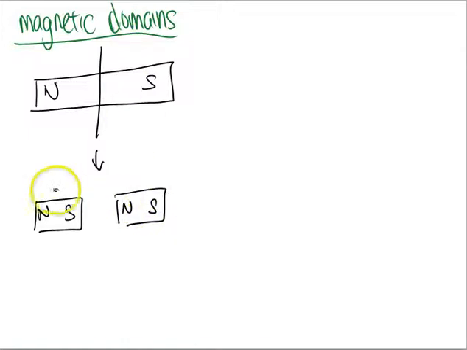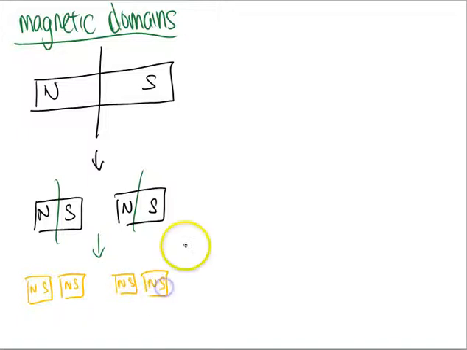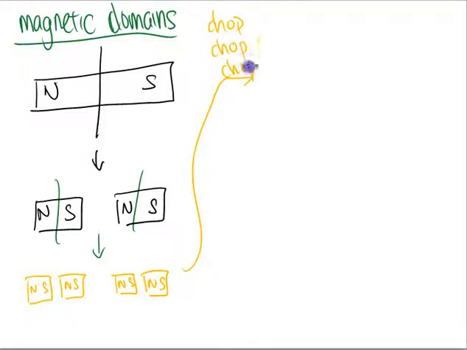We can actually chop this up some more. And what it is going to produce is, you're going to get an even smaller magnet. North, south, north, south, north, south, north, south. And you can continuously chop it up. Okay, and you will reach the atomic level.